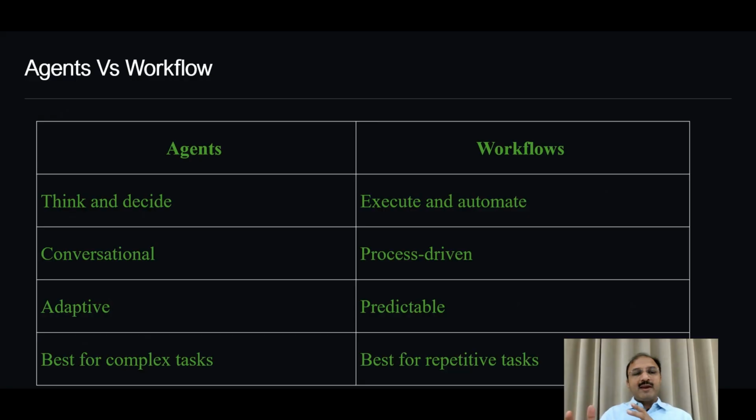We can also compare agents and the workflows in this manner: agents think and decide, workflows execute. Agents are conversational, workflows are process driven. Agents are adaptive, workflows are predictable. Agents are best for complex tasks and workflows are best for repetitive tasks.